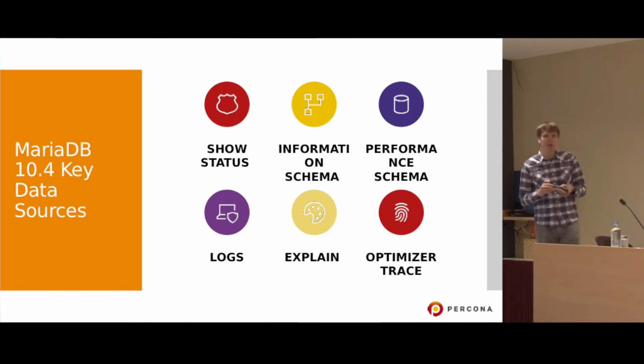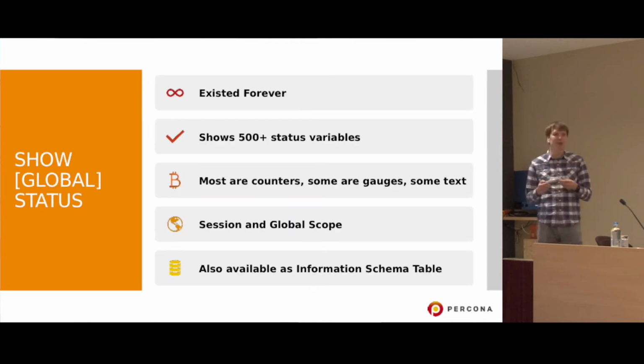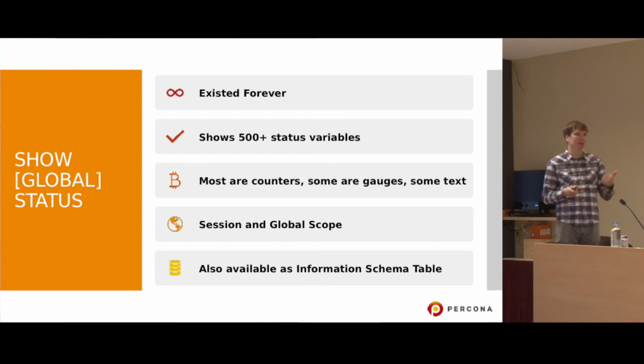So as of MariaDB 10.4, I think these are the main key data sources, if you are looking to build or evaluate an observability system which you can use with MariaDB. SHOW STATUS, or SHOW GLOBAL STATUS. That is something which has existed forever. I don't remember any version of MySQL that didn't have SHOW STATUS. In MariaDB it has more than 500 variables, so there is a lot of information available. Most of them are counters. Some of them are gauges, which show a current value, like threads running, and some of them may contain text information.